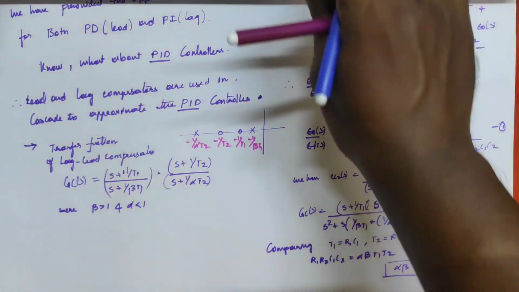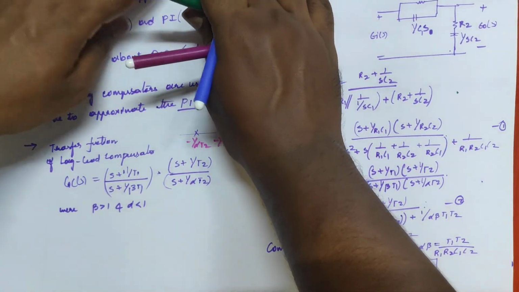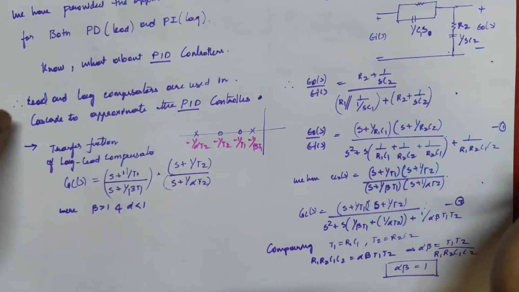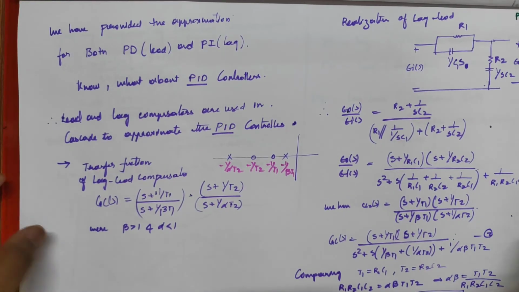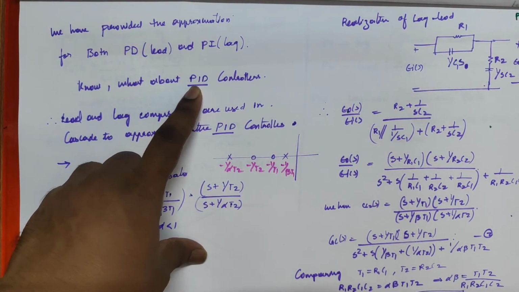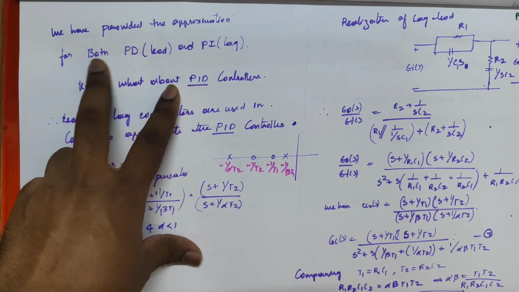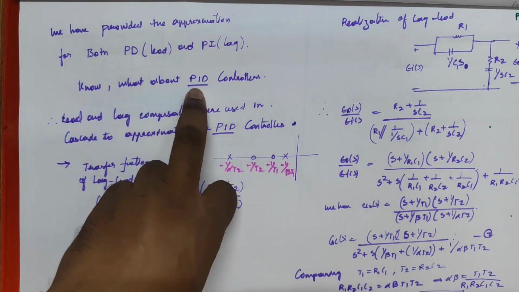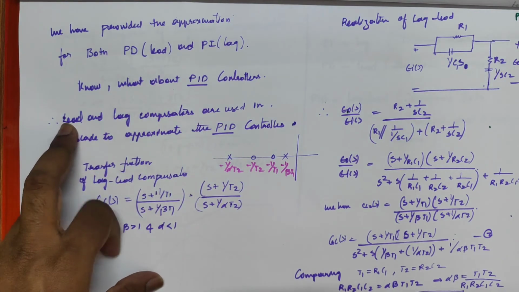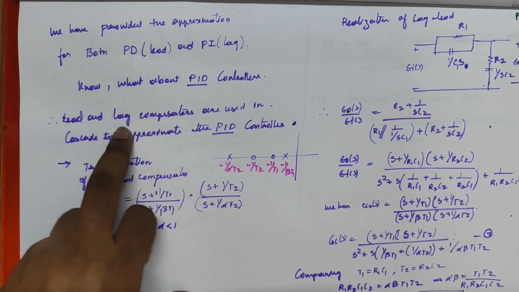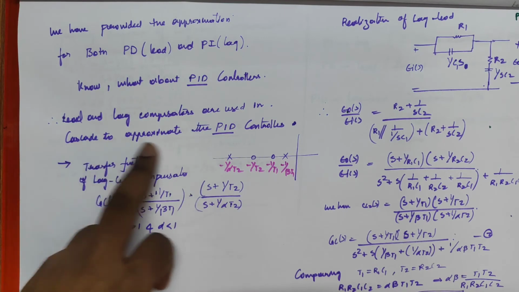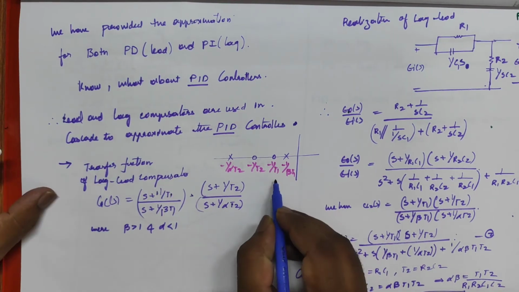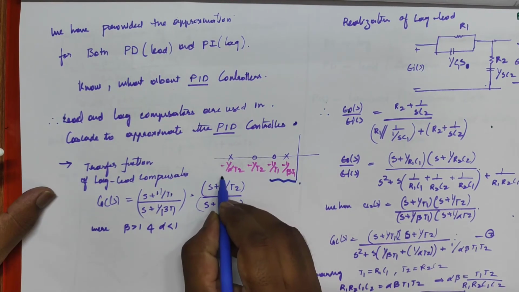Now what about lead and lag? Why did this lead and lag come into the picture? So we have the PID controller. We have provided the approximation for both the PD controller and the PI controller. Now if we incorporate the PID controller, that leads to cascading of the lead-lag approximation. That means this is called the lag compensator and this is called the lead compensator.